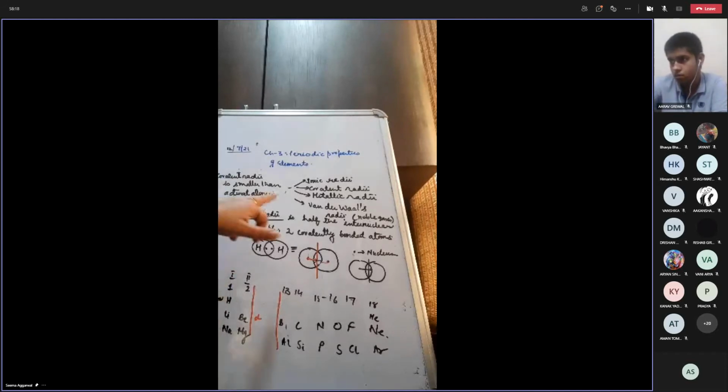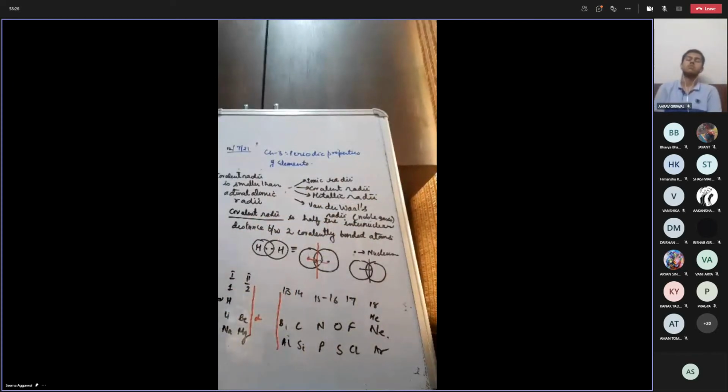Reason I have told you, because it is half the internuclear distance between the two covalently bonded atoms. So it is less than the actual atomic radii. So generally, whenever we are given the atomic radii, we are generally given the covalent radii. Is it okay?